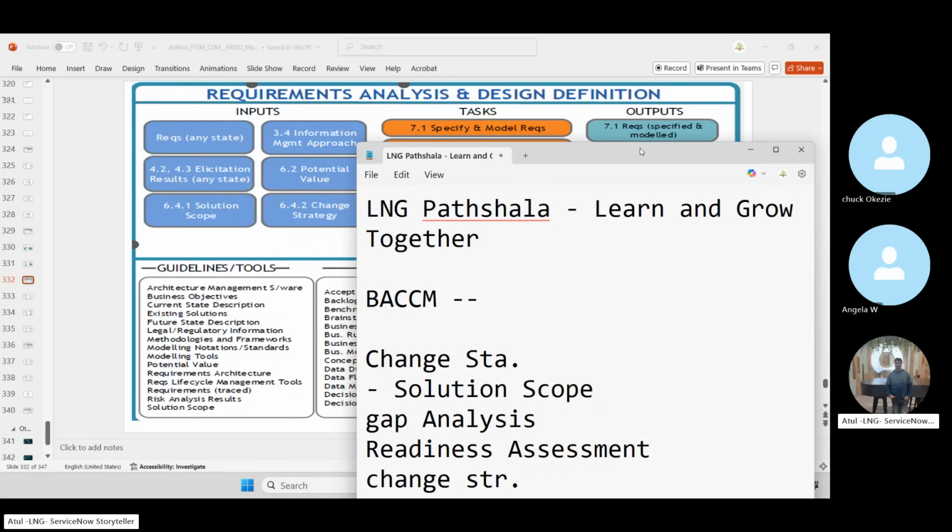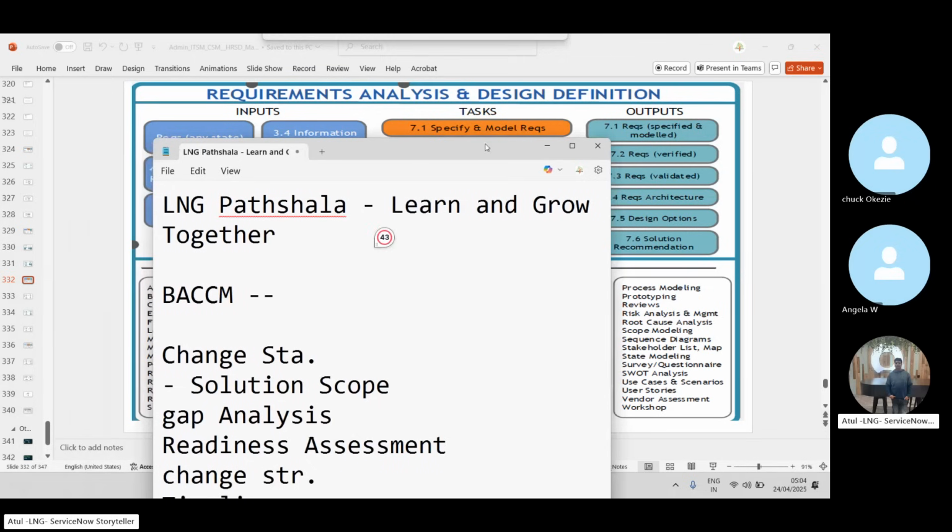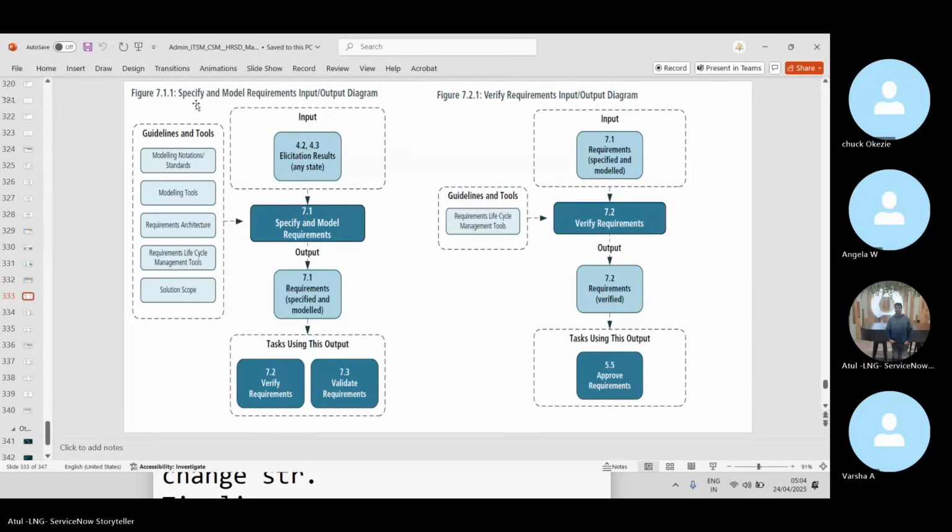So in these 6 steps, first is specify and model the requirements, then verify and validate. If I come back to the first one, the specify and model concept says: in this particular step, the input is elicitation results in any state. Any kind of requirement, approved, unapproved, confirmed, unconfirmed. Any state of elicitation, and we need to analyze it, synthesize it, and reflect that yes, now this is a requirement.